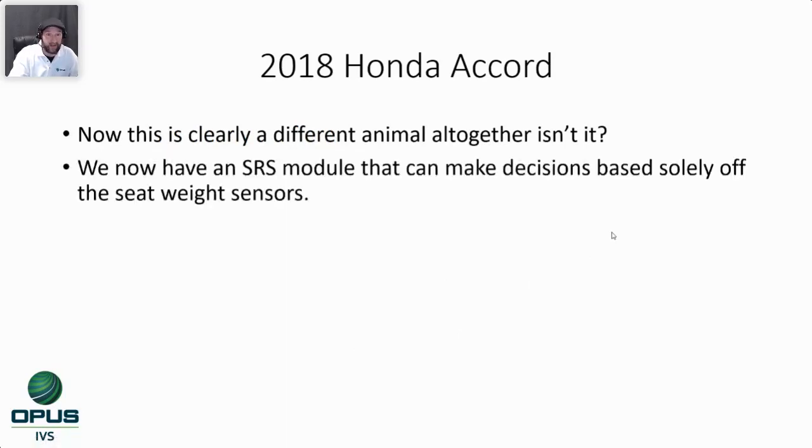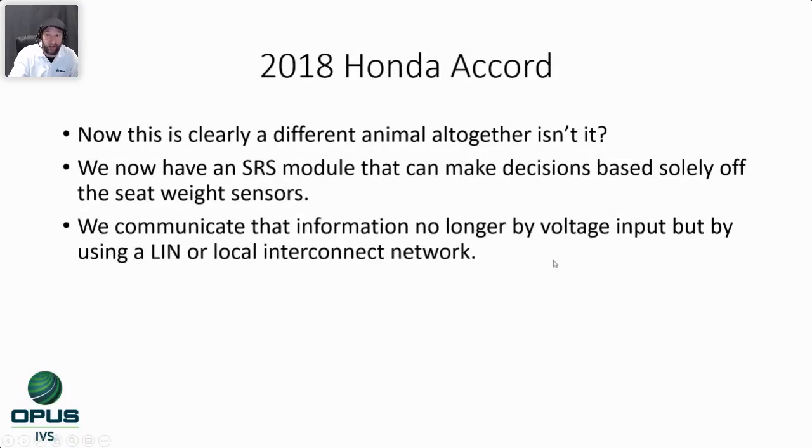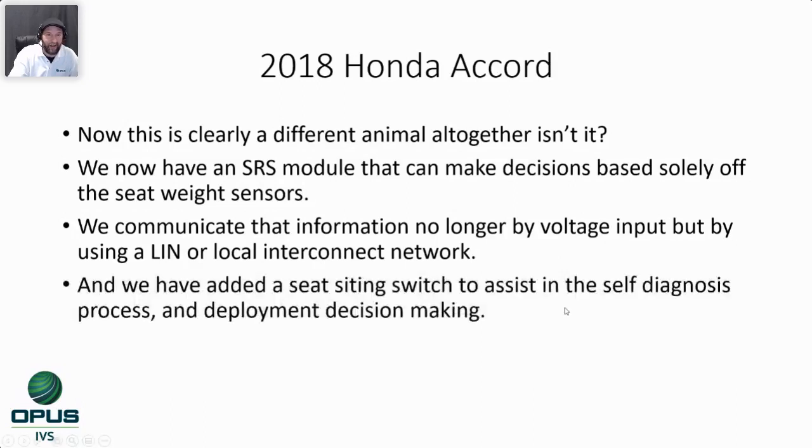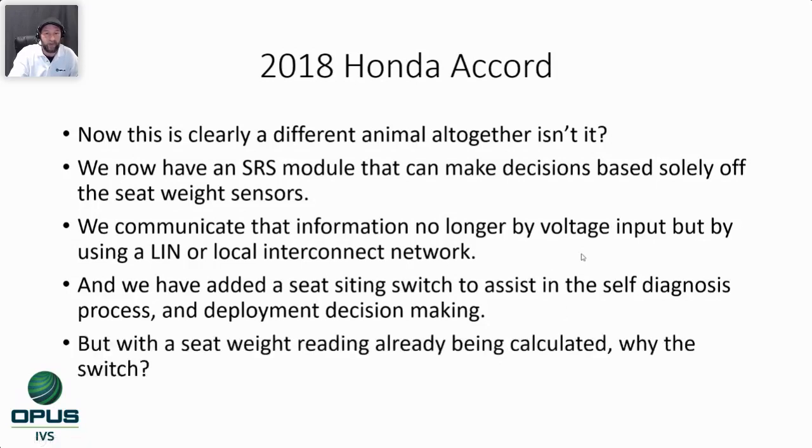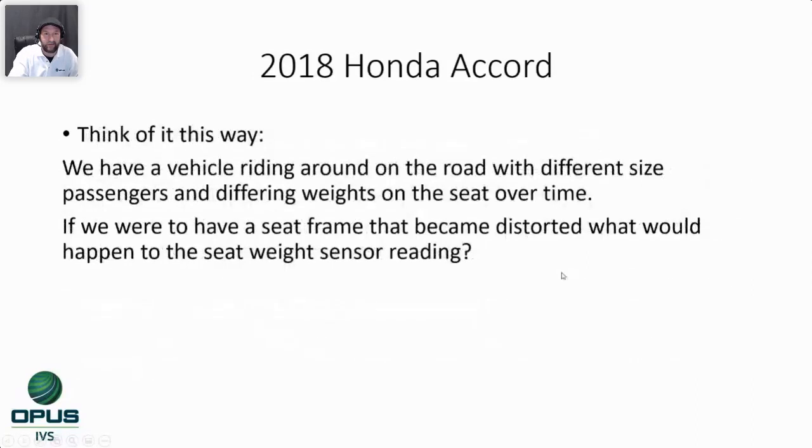We have an SRS module that makes the decisions. We communicate now by a LIN, or local interconnect network. I'll get those words out. And we've added a seat sitting switch also to assist in the self-diagnosis process. But with the seat weight reading already being calculated, why do we need the switch?